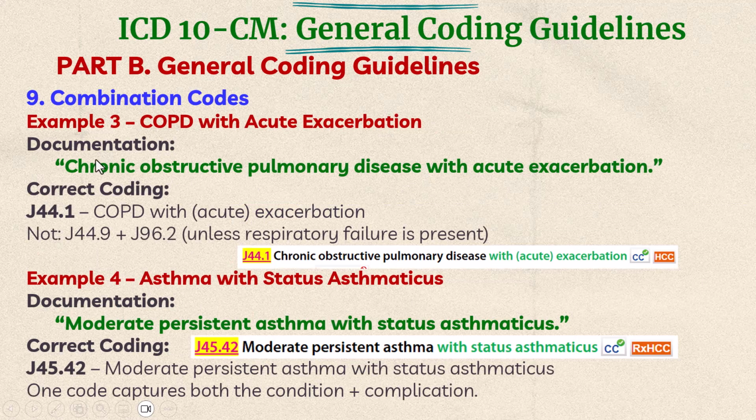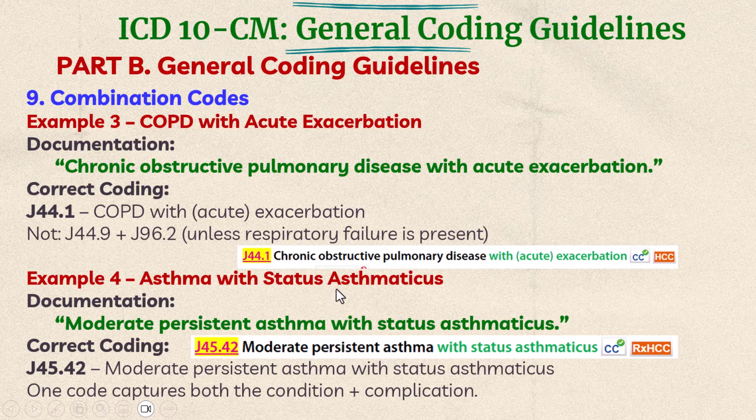Let's see another example, COPD with acute exacerbation. So the documentation says chronic obstructive pulmonary disease with acute exacerbation. So this can be coded with a single code, that is J44.1, chronic obstructive pulmonary disease with acute exacerbation.